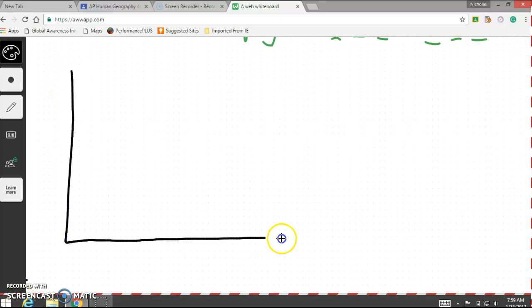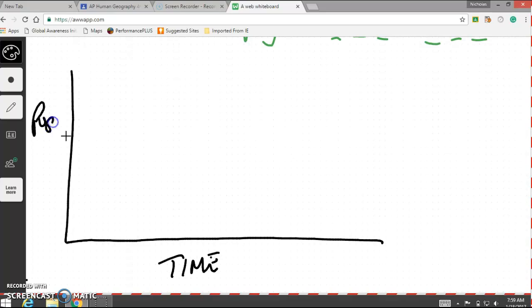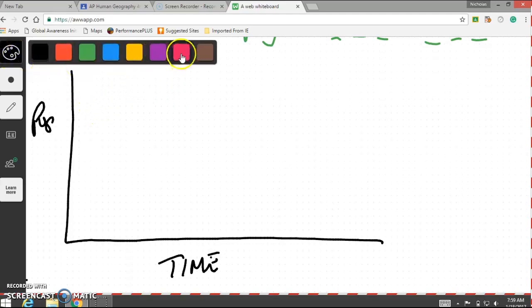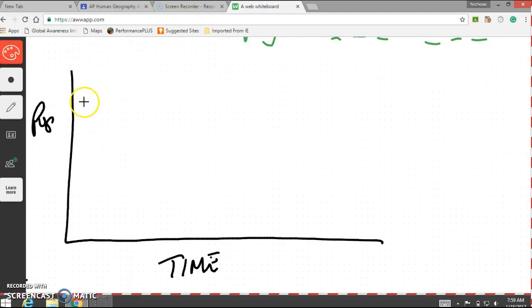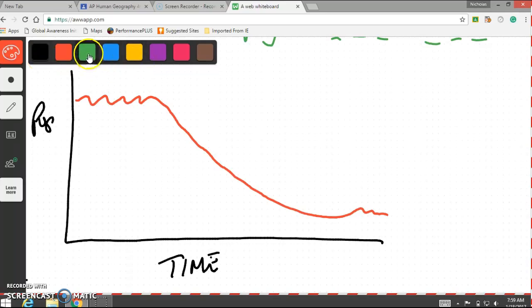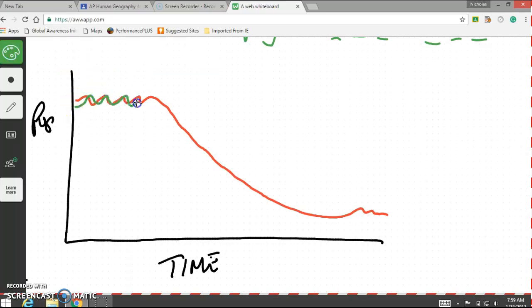So using the demographic transition model, we know we have, as time goes on, time on the bottom, and over here we have population. Here's high population, low population. We have these different stages, and we've got death rate, and then we've got birth rate. And then we've got population.